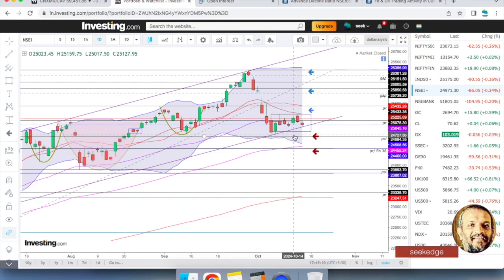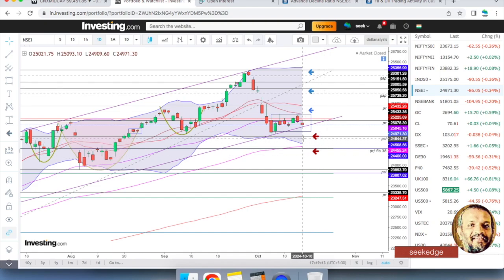So let's look at the support and resistance levels. The first resistance in the Nifty is going to be 25,225, where you have the 20 exponential moving average, and after that 25,432, where you have the 20 moving average, the median of the Bollinger Band. Then 25,740, where the previous gap would act as a major resistance, and those are the levels for the Nifty for the next day.